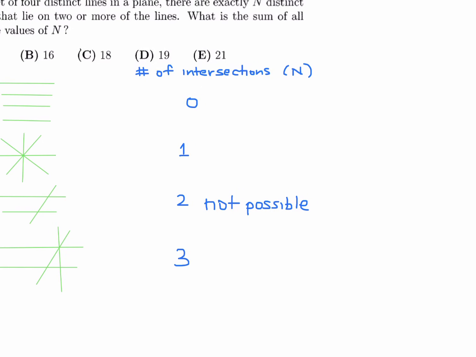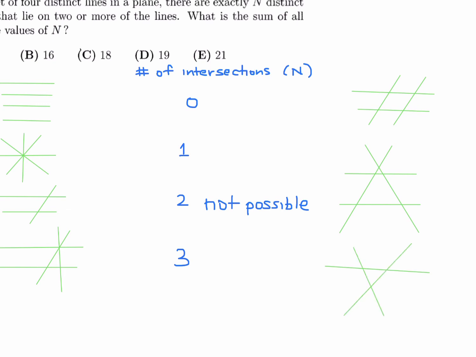4. 4, I think I just did. 4 is pretty straightforward. Here's 4. 5. 5 we can get if we have this kind of a scenario. 1, 2, 3, 4, 5. And 6, where everything kind of crosses each other.